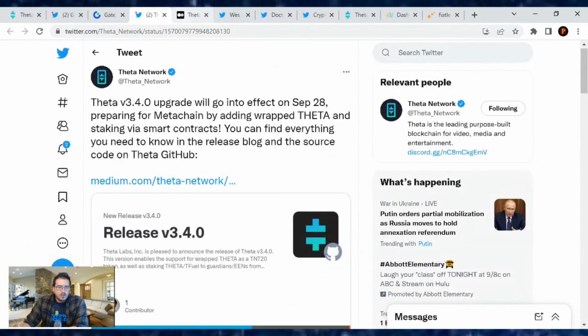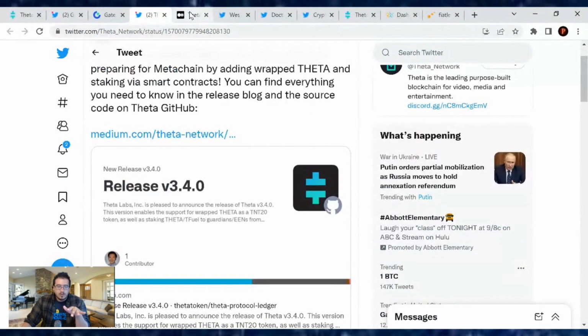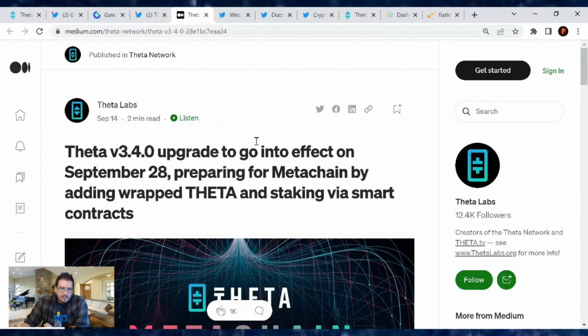If you do not know about the Theta v3.40 upgrade, which will go into effect, it's about Theta having wrapped Theta tokens and also, I believe, deploying staking via smart contracts. So yeah, articles right there. There's also one on Medium. Give it a listen, give it a read.